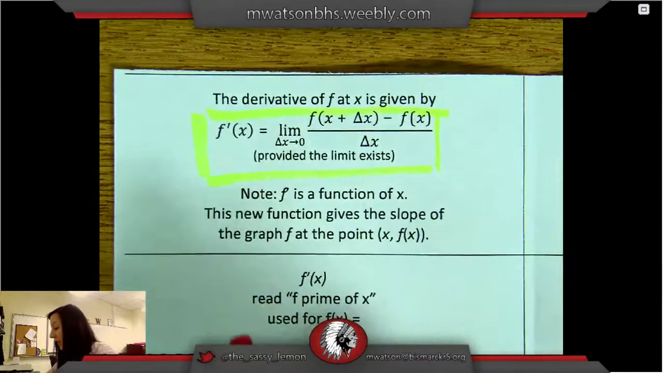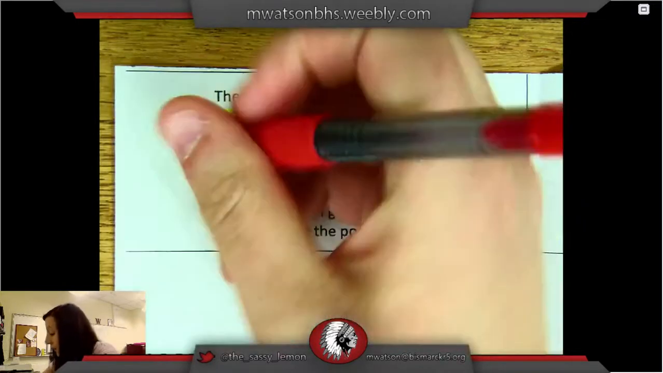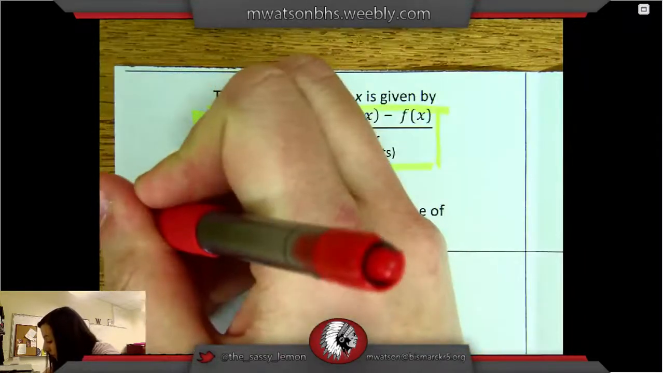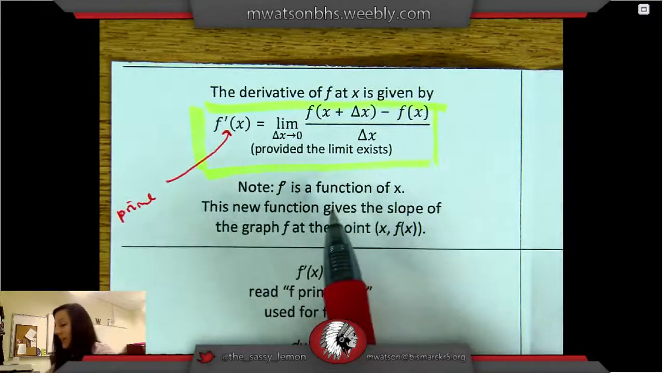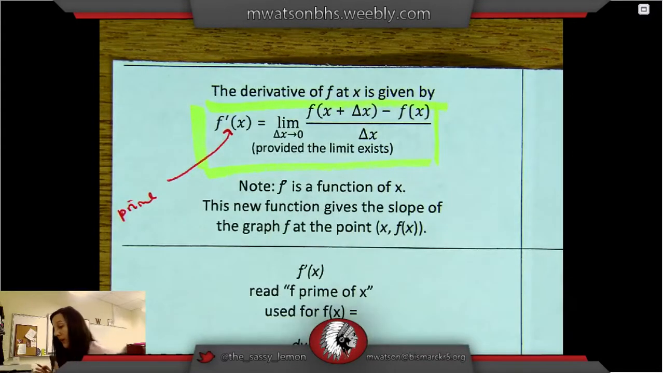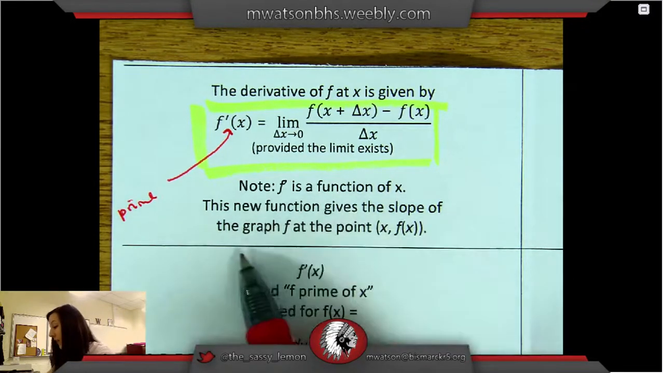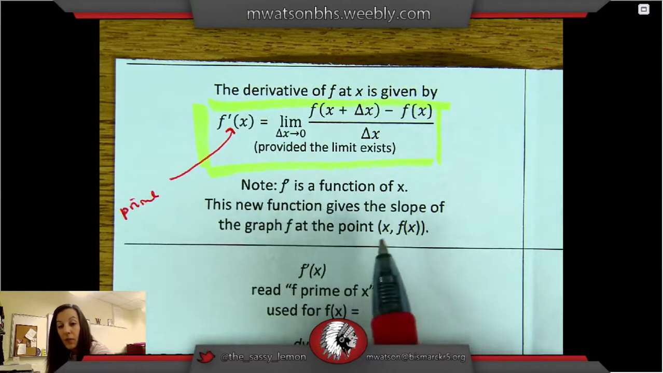So there's a couple notes here. First of all, f prime, that's what this little apostrophe means when you read it. F prime is a function of x. So that means that this whole thing here is still a function. Whenever you simplify it down, you're going to have a function with x variables in it. But then you eventually plug in a number, and that gives you the slope. So f prime is a function of x. This new function gives the slope of the graph f at point (x, f(x)).